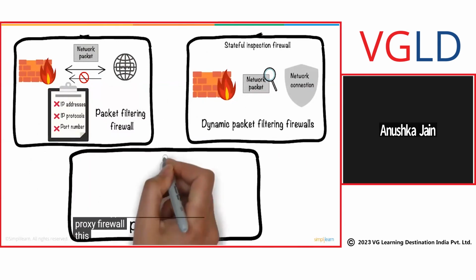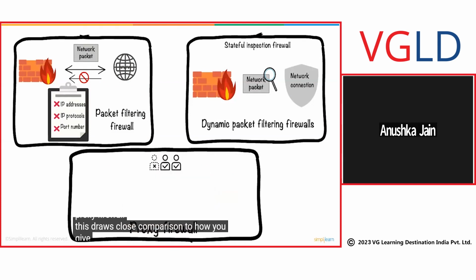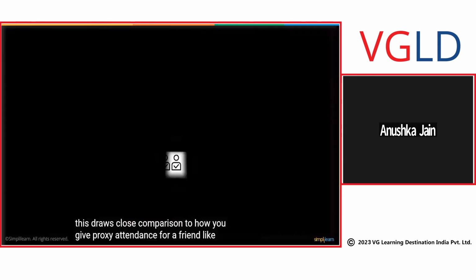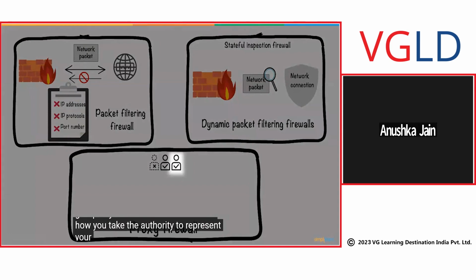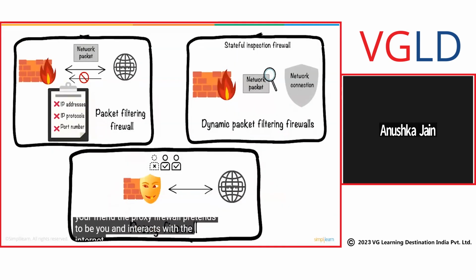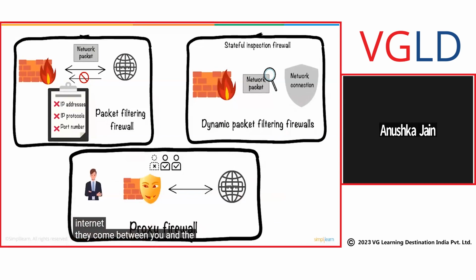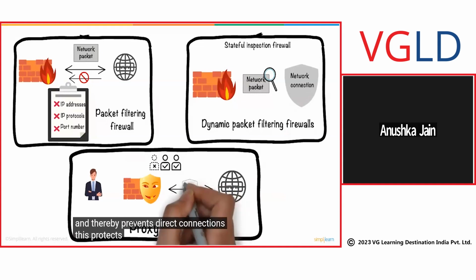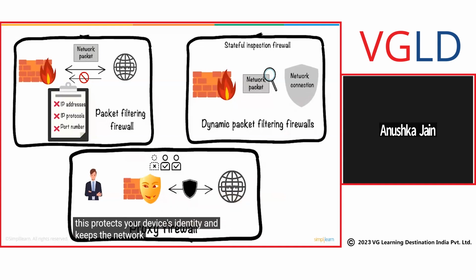Our next type of firewall is called a proxy firewall. This draws close comparison to how you give proxy attendance for a friend. Like how you take the authority to represent your friend, the proxy firewall pretends to be you and interacts with the internet. They come between you and the internet, and thereby prevent direct connections. This protects your device's identity and keeps the network safe from potential attacks.